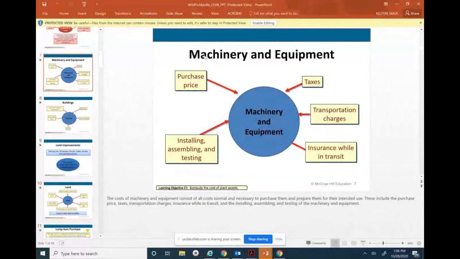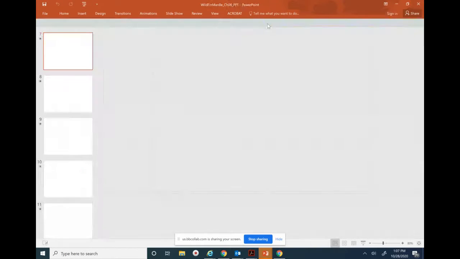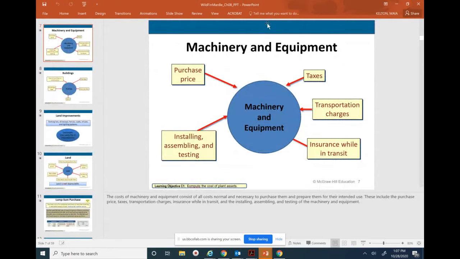Look at machinery and equipment. The purchase price is our starting point. To that purchase price, the company is allowed to add every single thing they incur to prepare the asset for its intended use, such as installing, assembling, and testing. This is a cost the company has to incur before they can start using the machinery and equipment. Taxes, transportation charges, insurance. There's a reason why the company is allowed to lump up those costs together. And that reason is, once you capitalize the asset, it stays on the balance sheet at that cost.